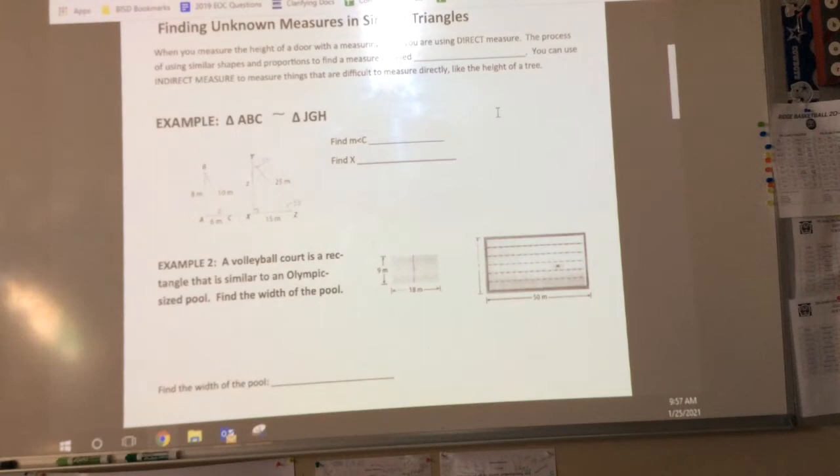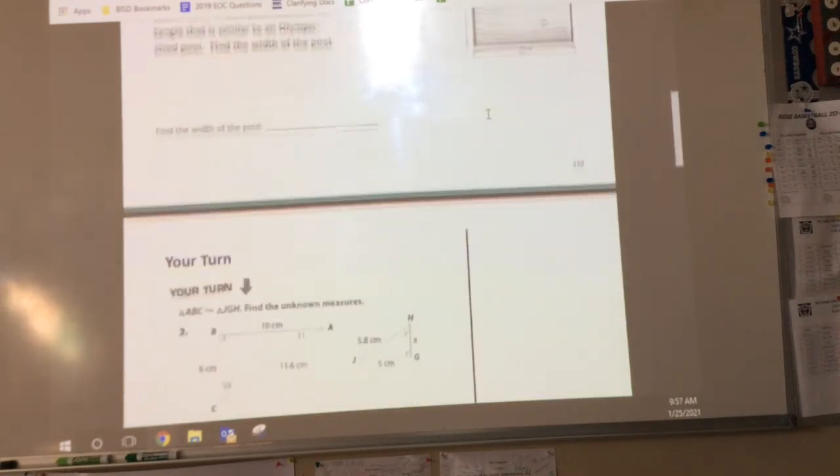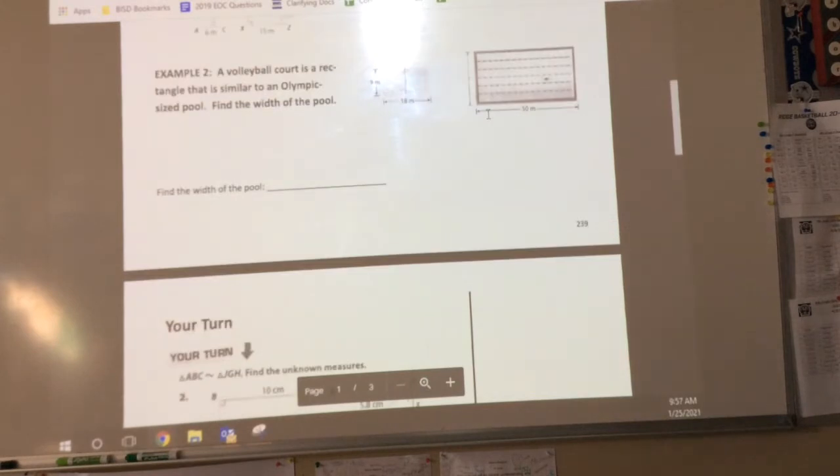We're going to go down to example 2, but I'm going to scroll down so people can see. I know Zion has trouble seeing through my iPad recording, so I'm going to get a little higher there. All right, there we go.